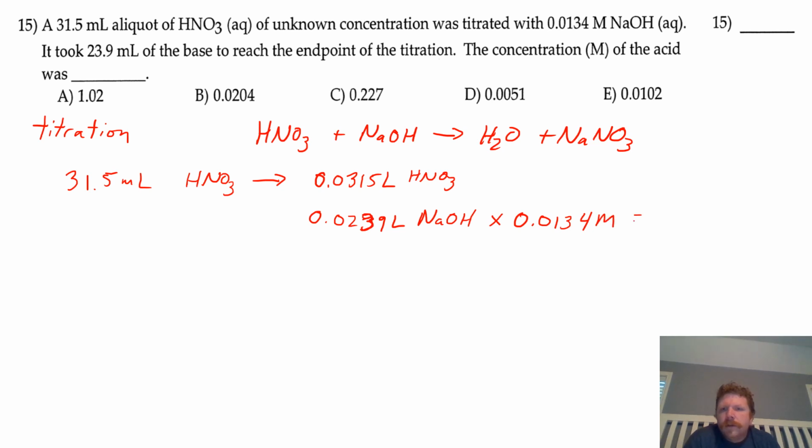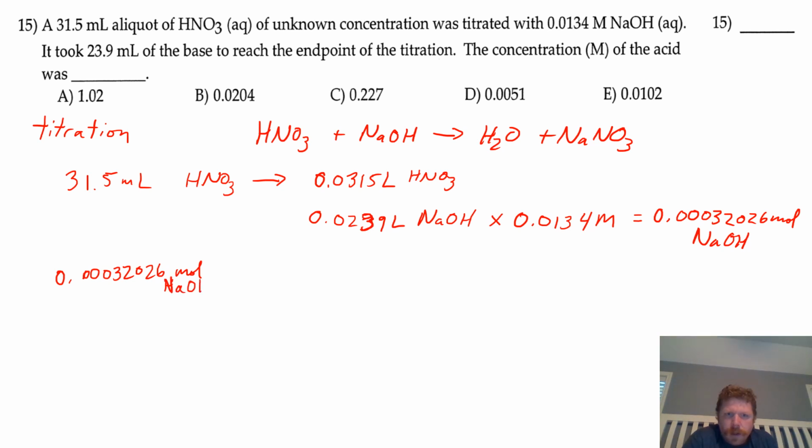My concentration for NaOH was 0.0134 molar. So when I take my concentration of sodium hydroxide and multiply it by my volume of sodium hydroxide, 0.0239 liters times 0.0134, that gives me 0.0003226 moles of NaOH. The great thing about knowing this is a 1-to-1 ratio is that if we used 0.0003226 moles of sodium hydroxide, we neutralized 0.0003226 moles of HNO3.